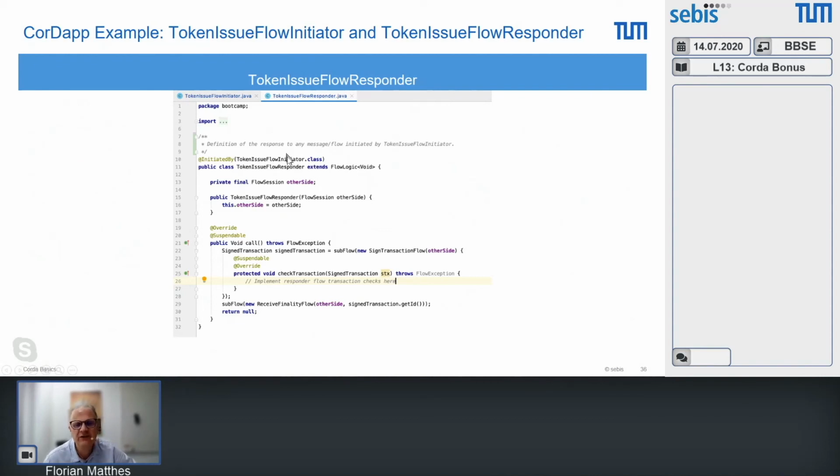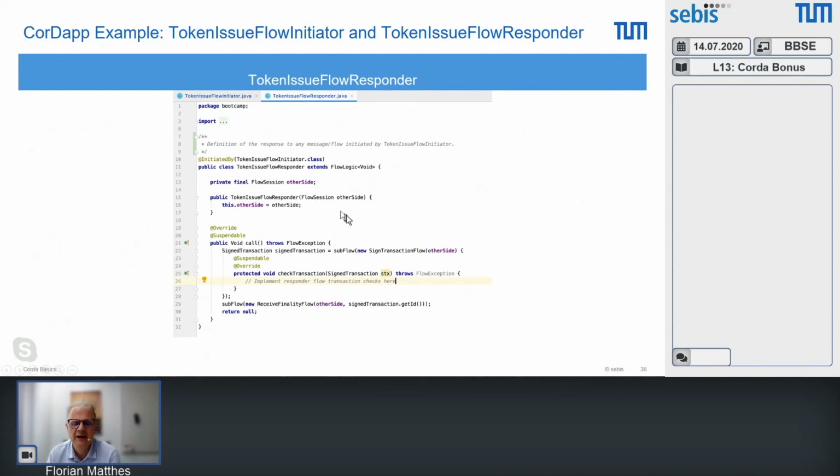There might be several initiators, and we want to bind it to that initiator, so that if the subflow workflow is initialized or created, this issue flow responder is created. Again, we have a constructor here, which gets the other side by convention. So if I'm a responder, I get the other side, which I should respond to. That's my main argument. I remember the other side, so that after I have done my work, I can transfer control back to the other side. Okay, so this is the definition and the constructor.